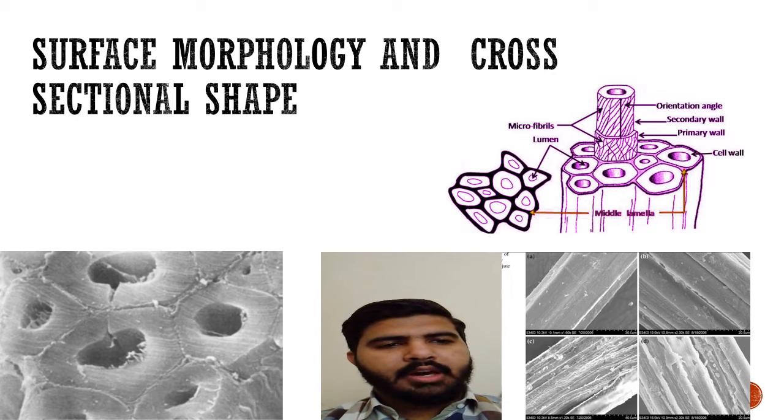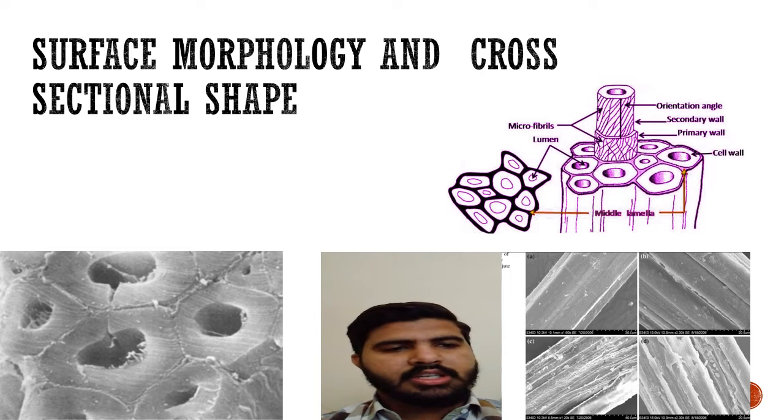Jute fiber has a small central canal similar to the lumen in the structure of cotton fiber, several-sided or polygonal with round edges. There are some images which show the cross-sectional view of jute fiber. The longitudinal view is given in the slide.